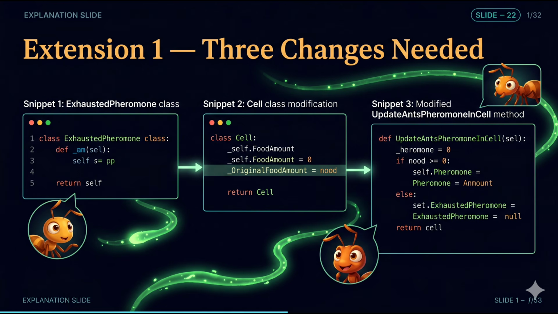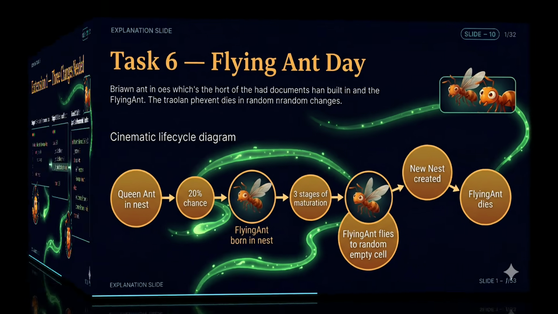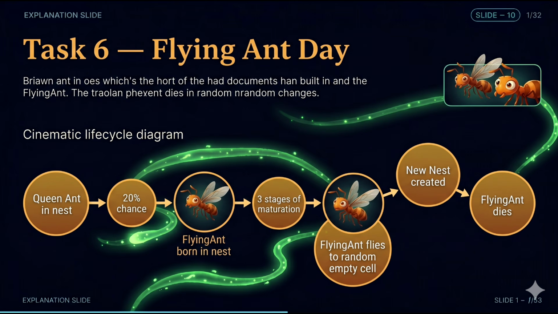So this is the kind of thinking you should be applying in the exam. So for example, in this case, we did the 3 steps of modifying the cell, modifying the advanced stage to set the flag, and then modifying the update ant's pheromone in cell to use that flag. One of the other tasks that we're going to look at is flying ant state.